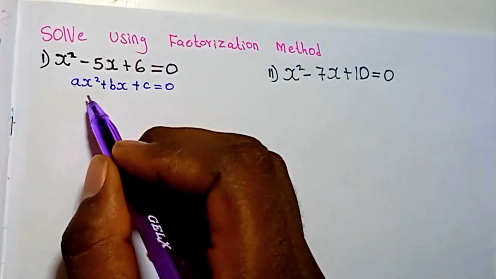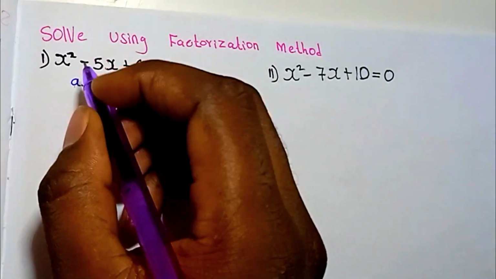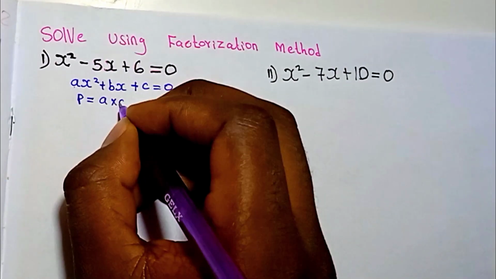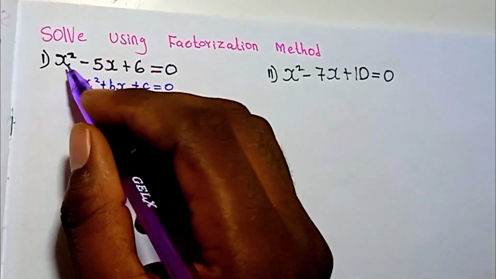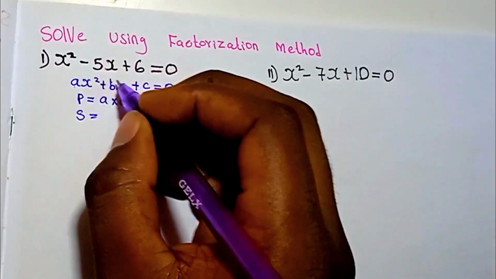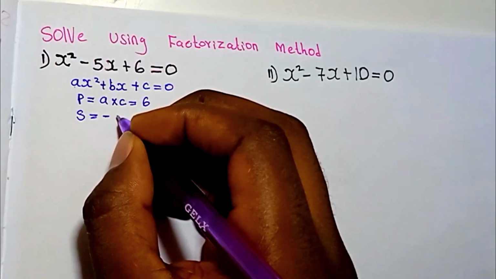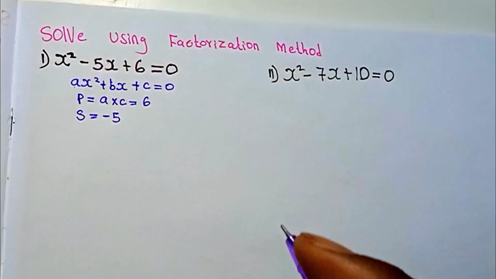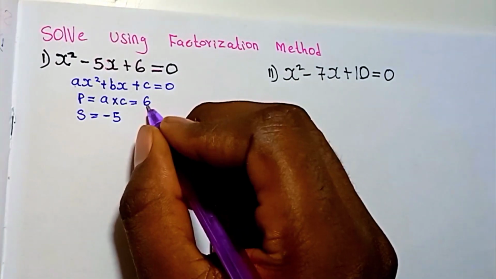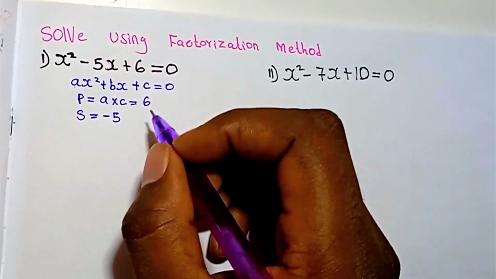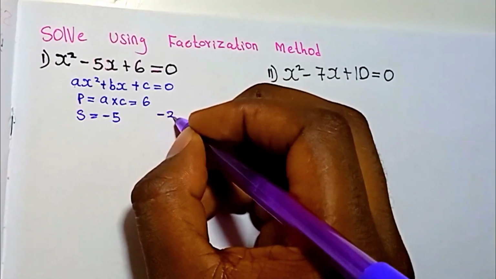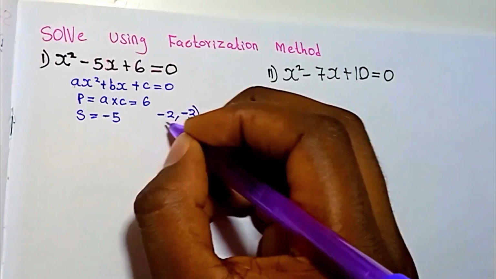So we are going to find two numbers. The product is equal to a times c, which is 1 times 6, which is equal to 6, and our sum should be b, which is equal to -5. So when we multiply those two numbers, it's going to give us 6, and when we add them we are going to have -5. So those two numbers are -2 and -3.